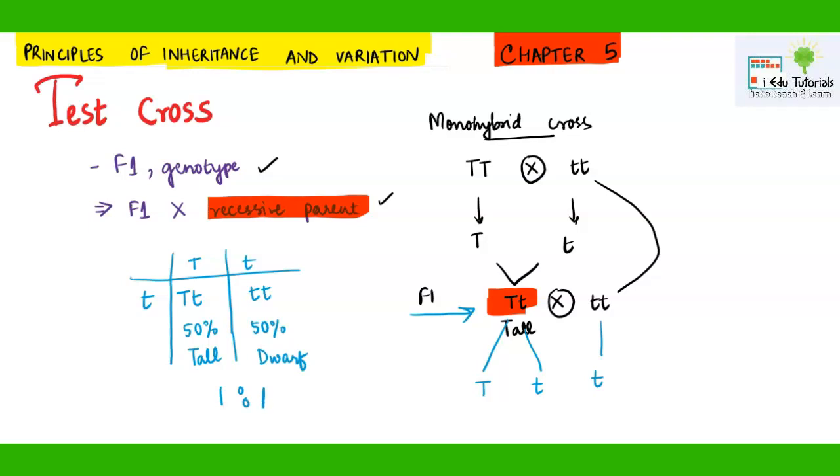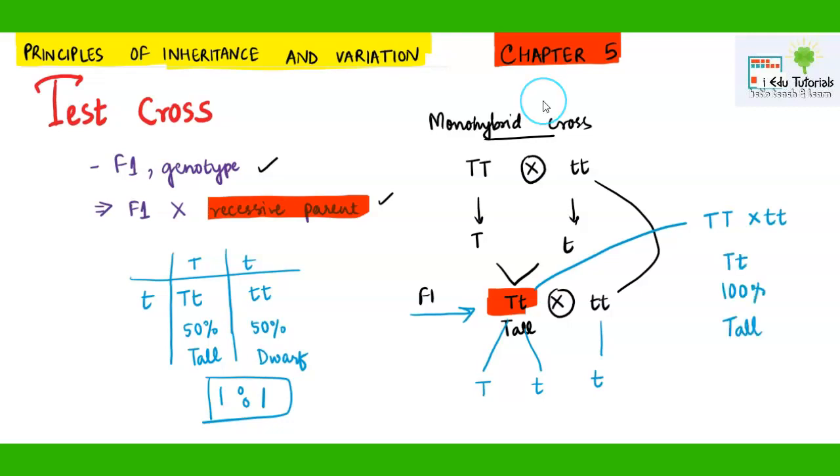So he found out that if the F1 individual is heterozygous, then this ratio has to be obtained. Otherwise, if this individual had been homozygous dominant, then on crossing with the recessive parent, 100% of the offspring would have had the tall phenotype. That means no ratio of 1:1 would have been obtained. So if the F1 individual is heterozygous, then a 1:1 ratio will be obtained in the F2 generation.